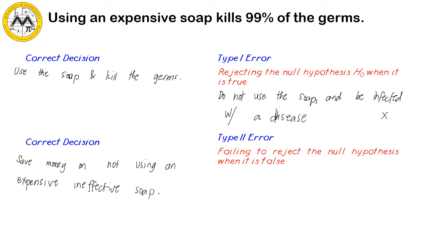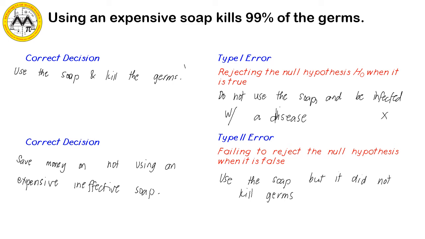Failing to reject the null hypothesis when it is false. So the statement is false. The soap will not kill the germs. But you do not reject it. So you use the soap, but it did not kill the germs.